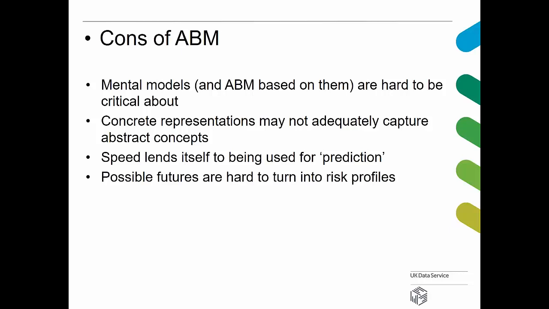And possible futures are really hard to turn into risk profiles. The idea that 90% of the time the telephone game gives us a normal distribution and 10% of the time it gives us a bimodal distribution, that is hard to turn into a risk profile. Do we want to avoid bimodal distributions? Do we want to seek them out? Are we fine if they happen, but we have to make sure something else goes with it? They're just really hard to think about.